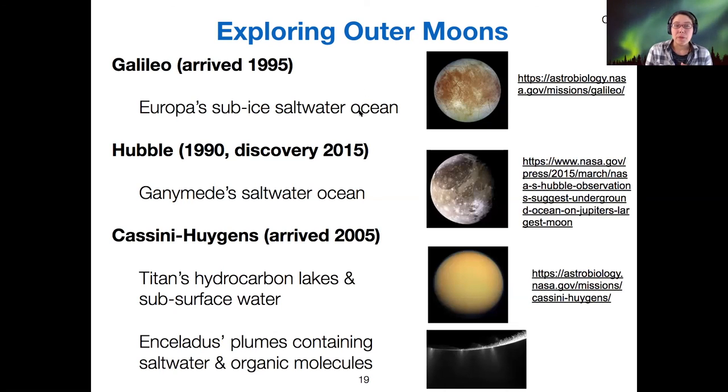The Galileo probe arrived at Jupiter in 1995 and provided evidence that Europa has a saltwater ocean under its ice. The Hubble telescope, surprisingly enough, was responsible for discovering that Ganymede, one of Jupiter's moons, has a saltwater ocean under its ice as well. And then there's the Cassini probe, which arrived at Saturn in 2005, that found the hydrocarbon lakes and subsurface water on Titan, and also the plumes of salt water spewing out of vents on the moon Enceladus. So all these moons are super interesting places to look for life. And there are missions being planned there, which you will explore in your activity.